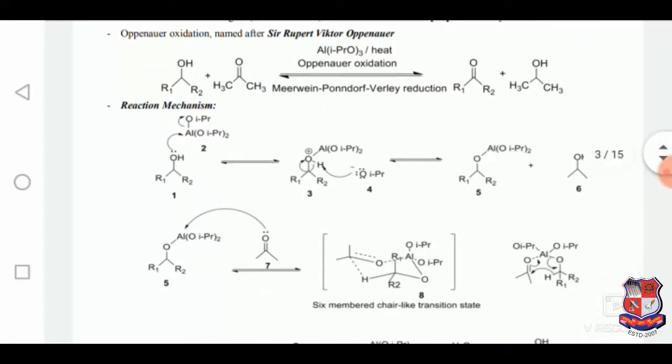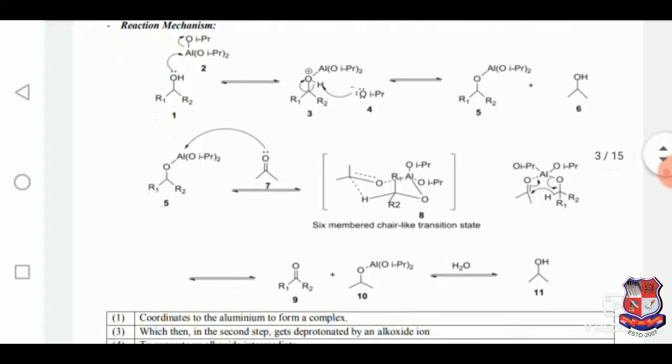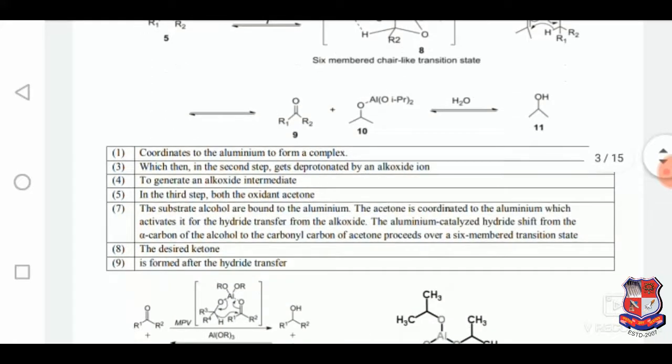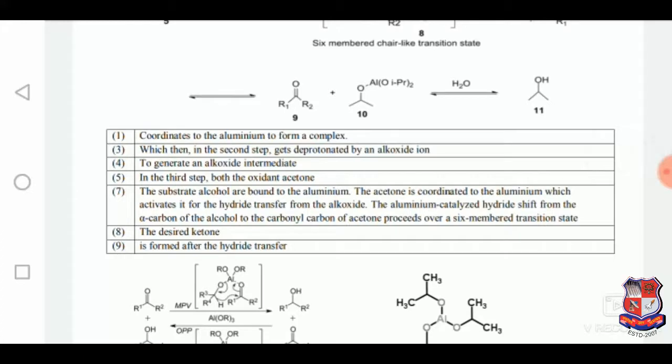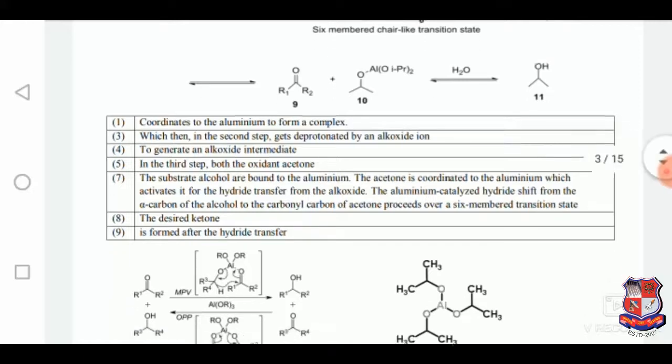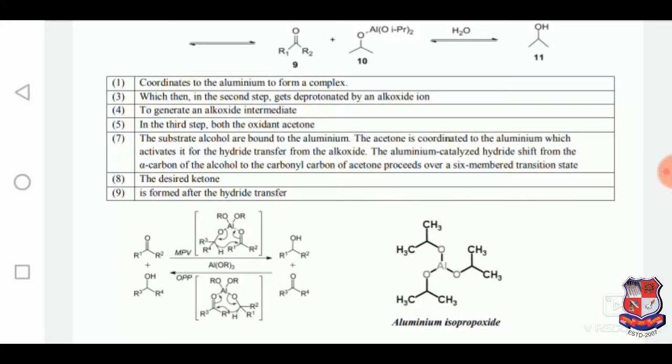This is the reaction mechanism showing how the transition state occurs. The first step is coordination to the aluminum to form a complex. In the second step, the alcohol gets deprotonated by an alkoxide ion to generate an alkoxide intermediate. In the third step, both the oxidant acetone and the substrate alcohol are bound to the aluminum.